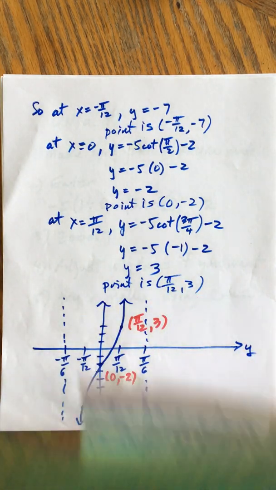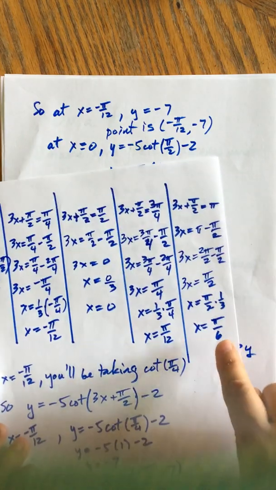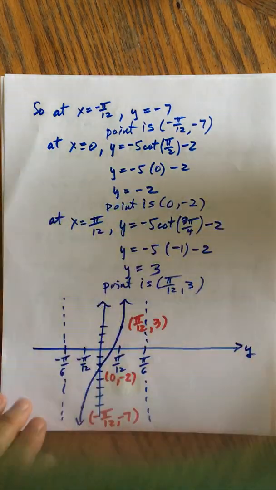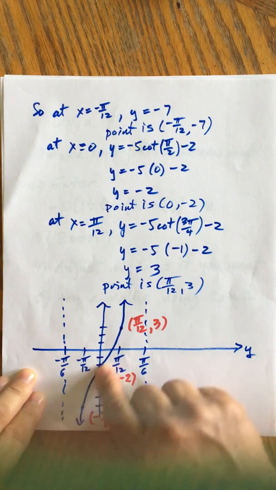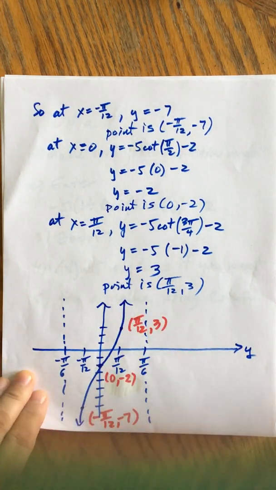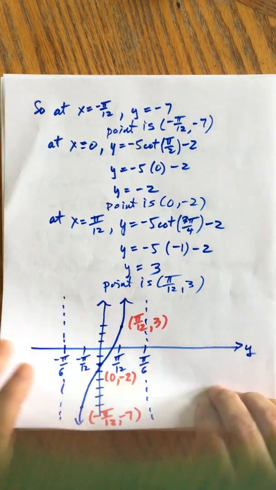So here I am putting it all together, where x equals negative pi over 6 and positive pi over 6 are the asymptotes. So here are my asymptotes, and then I plotted those points that I talked about, and then connected them. That's the cotangent graph that I get.